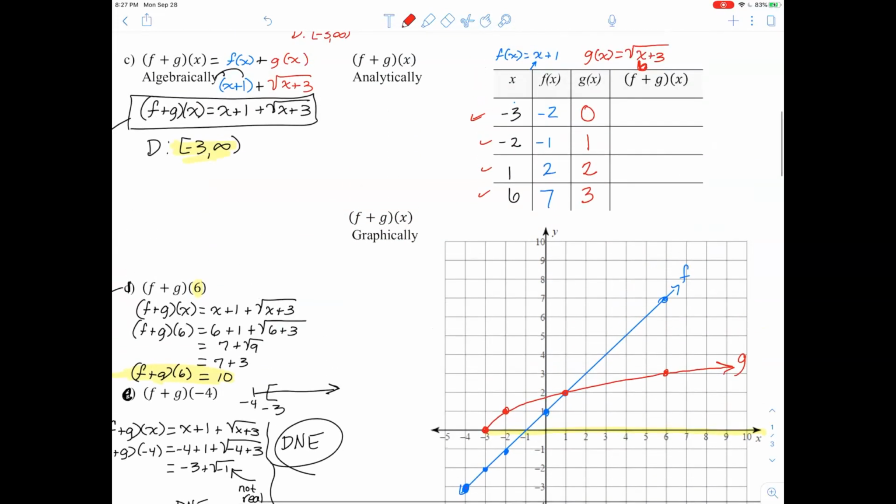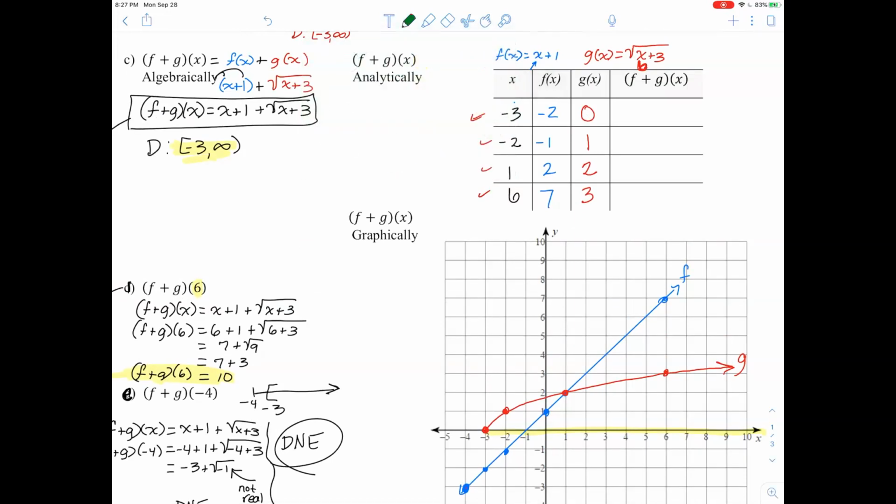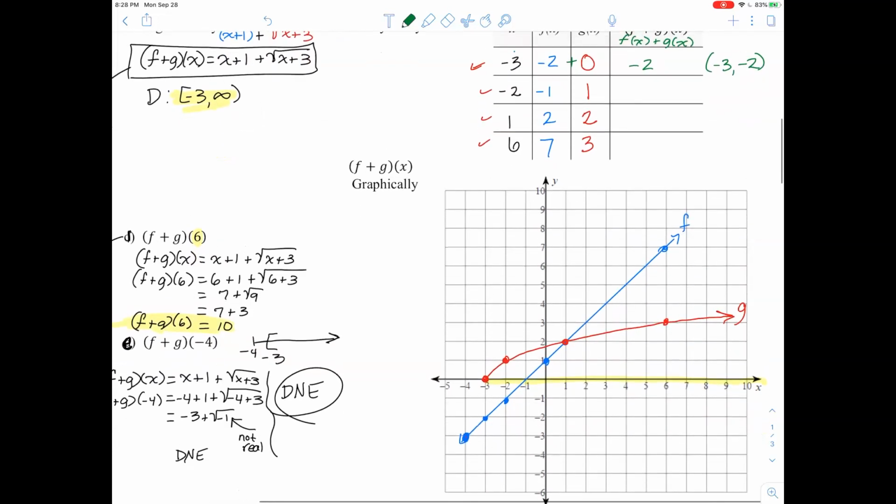So let's do the f plus g of x. So what does that mean? And I'm going to do this in green. What you're just going to do is add your f of x, remember, that's just your f of x plus your g of x. That's what that means. All right, so we're going to do negative 2 plus 0, that's negative 2. So our f plus g of x is going to be the point negative 3, negative 2. All right, so I'm going to graph that. Negative 3, negative 2 is right there.